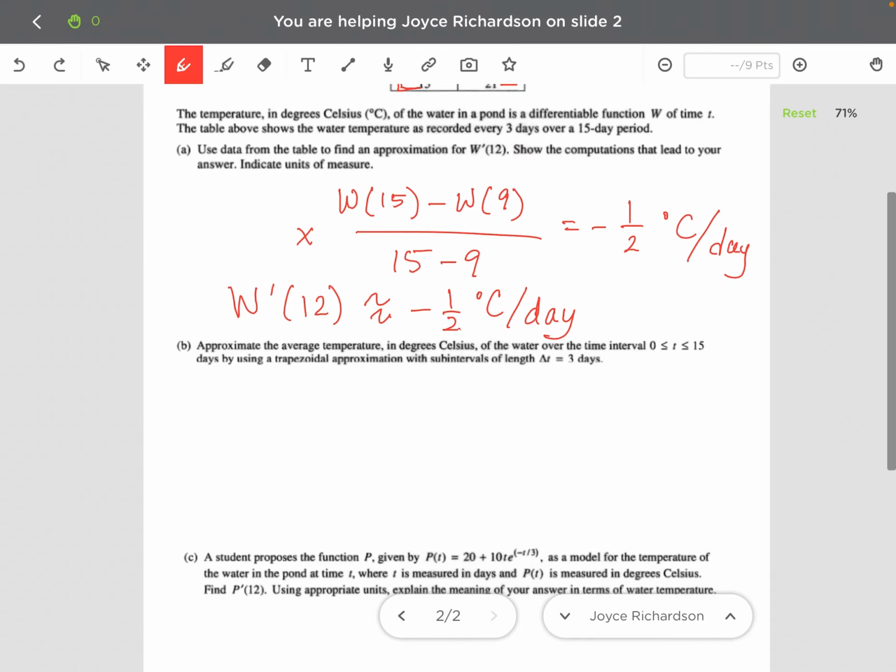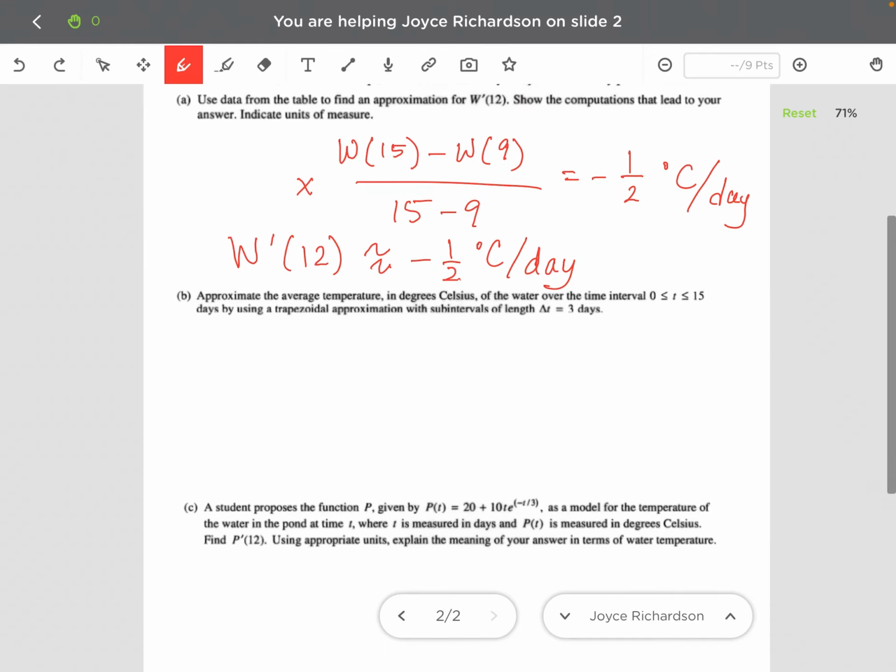Okay, for the second one, it's doing a trapezoidal method, so I'm just going to do average temperature. So they're telling me approximate the average temperature using trapezoidal. Okay, that's going through my graph every 3. So 3, 6, 9, 12, 15. Right? And doing my trapezoids. Okay. All right. But what you needed was your height was always 3, right?